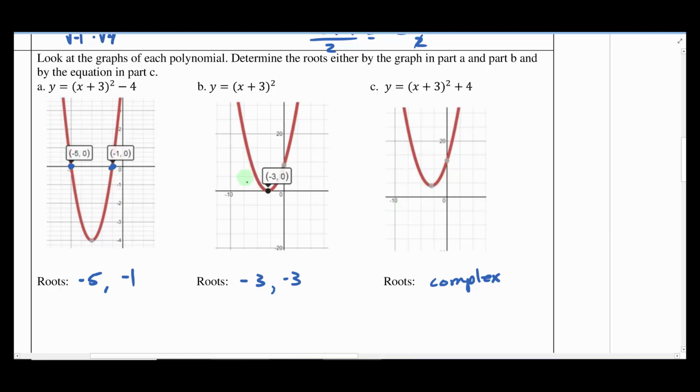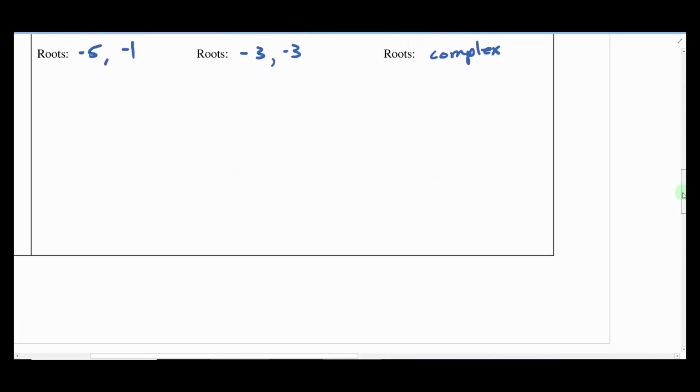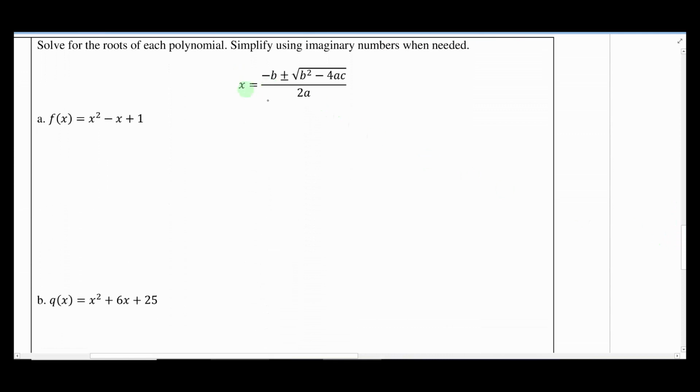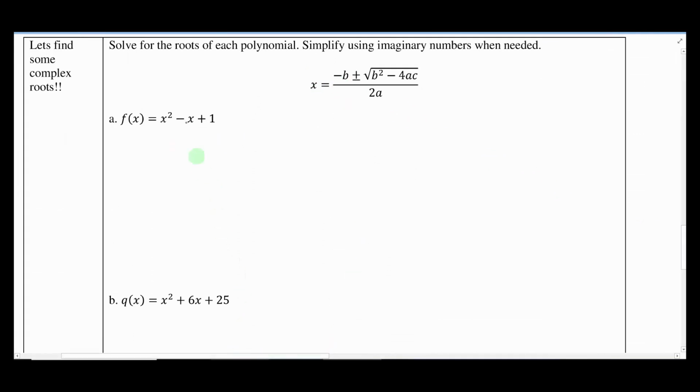So that is the graphical connection to those complex roots. So let's take a look at a couple more here. We're going to solve each of these and see if we have real roots or complex roots, and we're going to apply the quadratic formula for each of these. These are all second degree polynomials, so this is a really good tool to use to find those algebraically. So we're going to use that same method.